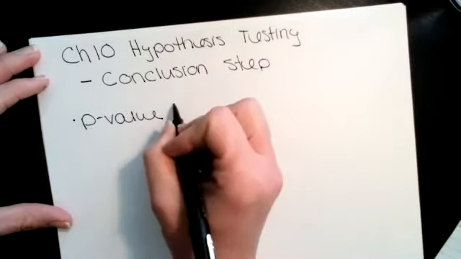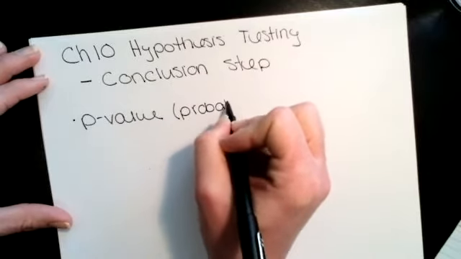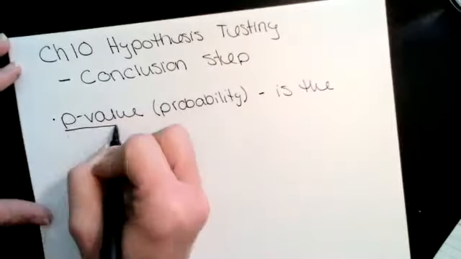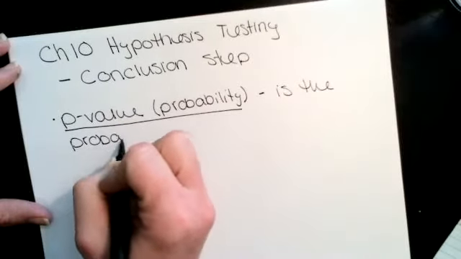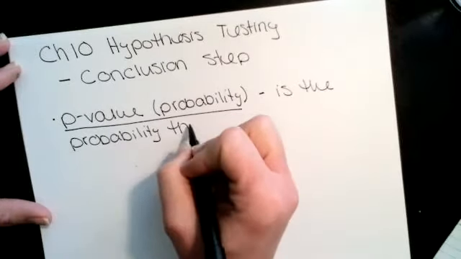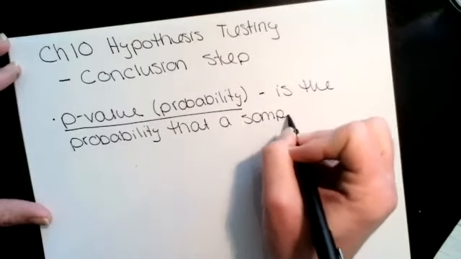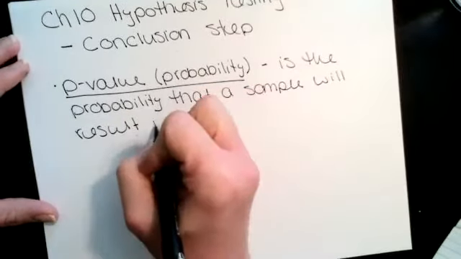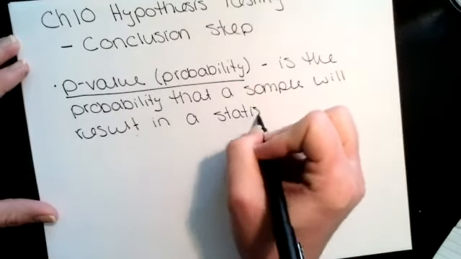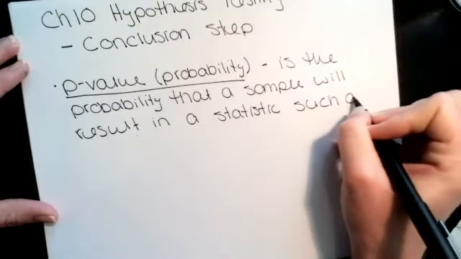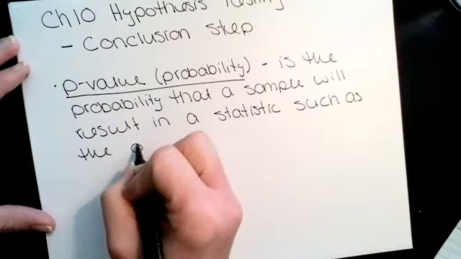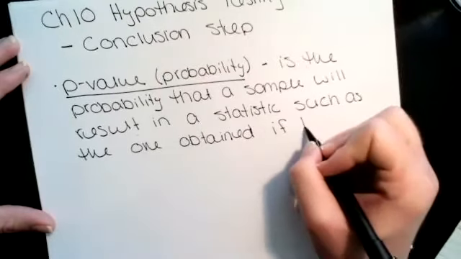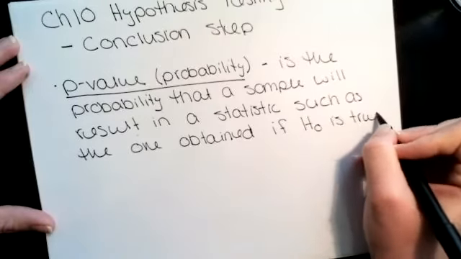The p-value stands for probability. And the p-value is the probability that a sample will result in a statistic such as the one obtained, if the null is true. So let's talk about this.